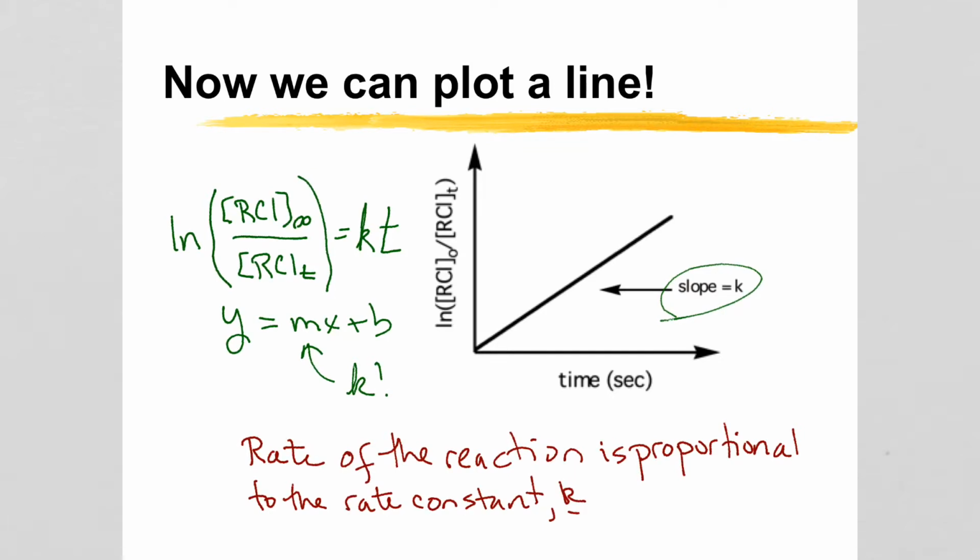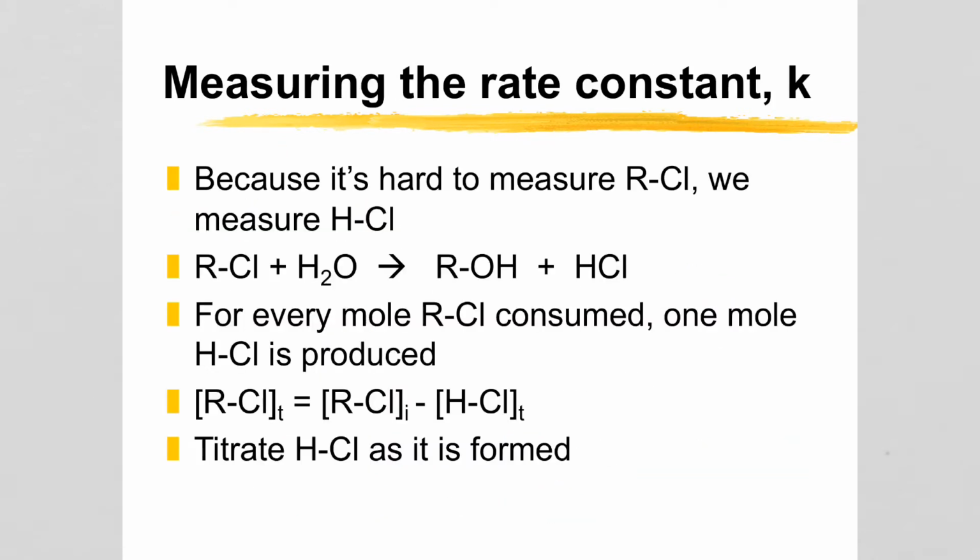So I wanted to point out what this variable here is. This is the concentration of the alkyl halide, that's the infinity symbol, and that means at the end of the reaction. And then, oops, I left out a bracket, this is the concentration of the alkyl halide at any time t. And as I said, it is hard to measure the concentration of the alkyl halide. So what are we going to do?